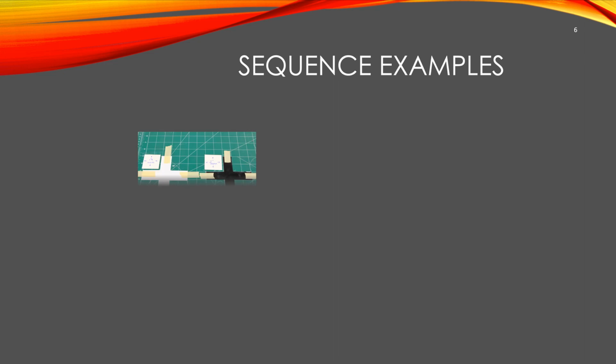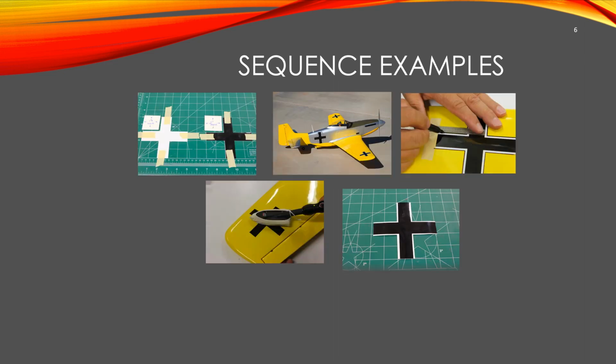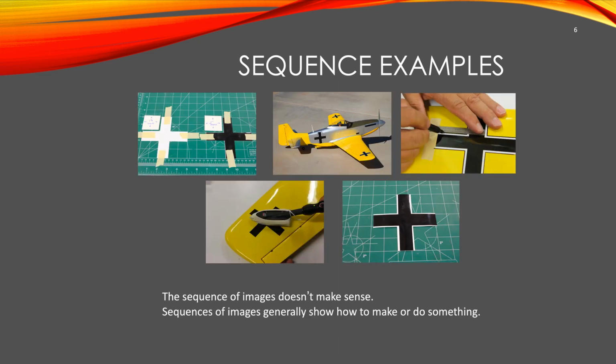If we put them out of order, which is what we're going to do here, you see that the sequence doesn't make sense. The sequence of images generally show how to make or do something again. So once they go out of order, it doesn't make sense as to why they're there.